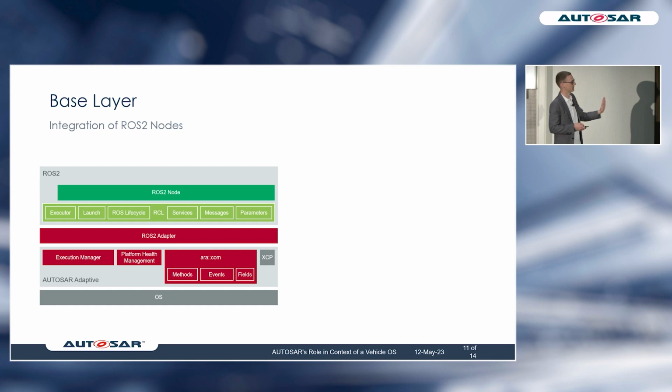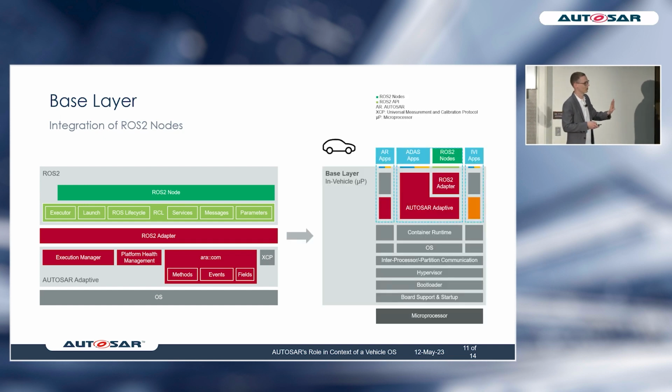And mapping that to the architecture picture we have seen before, it's not changing much. So there's a layer, we have here the adapter, which you can call a plugin into Adaptive. And you can now put regular adaptive applications and ROS nodes next to each other on an application level.